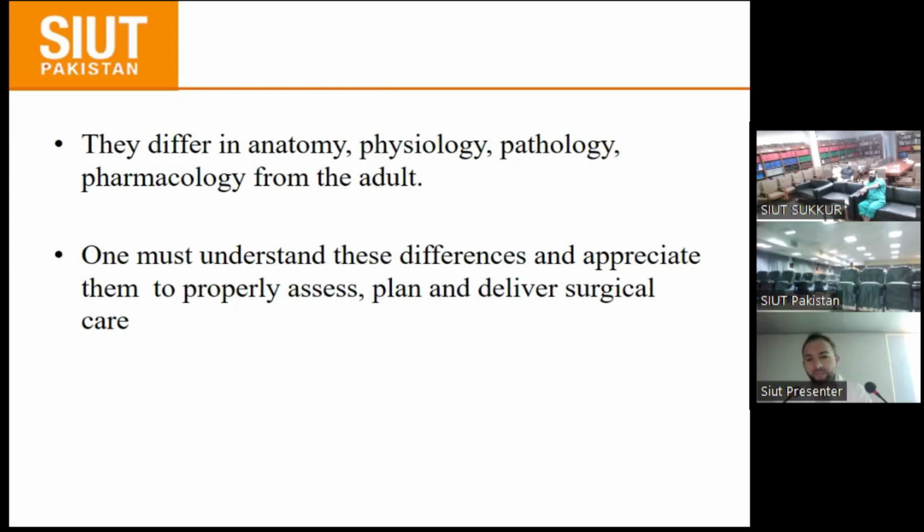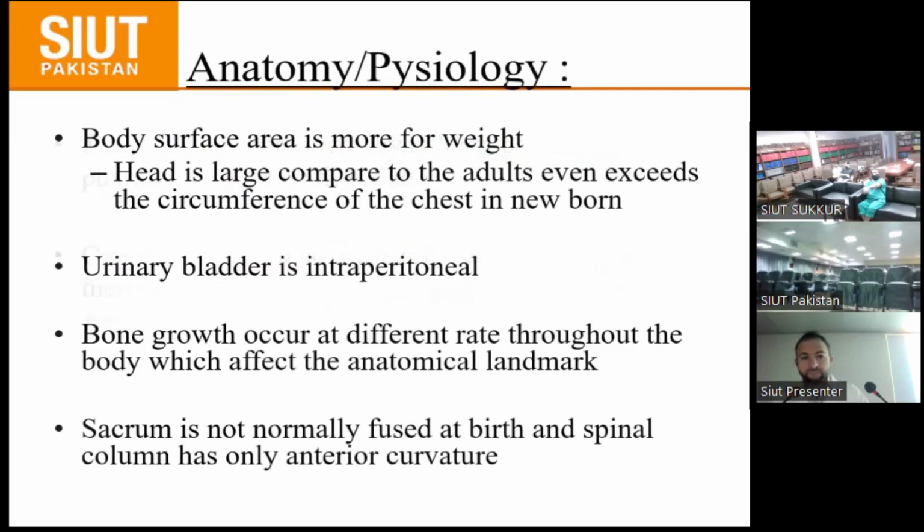These are the answers. They are different from adults in anatomy, physiology, pathology, and pharmacology. One must understand these differences and appreciate them to properly assess, plan, and deliver surgical care. The body surface area in pediatrics is greater per weight. The head is large compared to the adult. The urinary bladder is intraperitoneal. Bone growth occurs at different rates throughout the body, which affects anatomical landmarks.